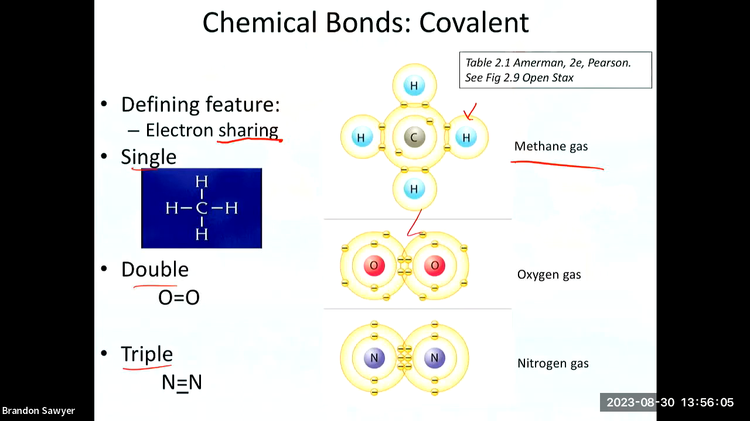Oxygen, O2 molecules. Oxygen has 6 in its valence shell, so it needs 2 to be full. So 2 electrons are shared between both, which gets it up to 8, and that's an O2 molecule. Nitrogen gas needs 3 for its valence shell to be full. So all 3 of those electrons are shared between the 2, and that's the triple covalent bond. Questions on that one?